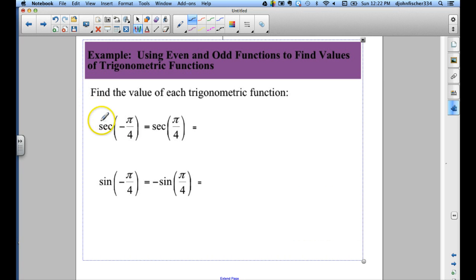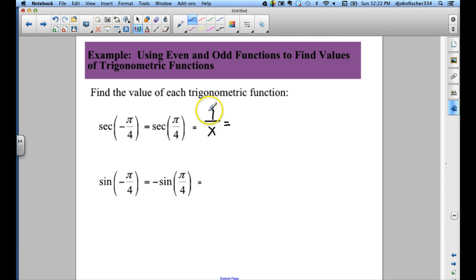So for example, like here, we got secant. Secant is an even function, so secant of negative pi over 4 is the same thing as secant of pi over 4. Secant is 1 over cosine, and we already did this problem, which was 1 over the square root of 2 over 2, which is the square root of 2. So secant of negative pi over 4 is the square root of 2.